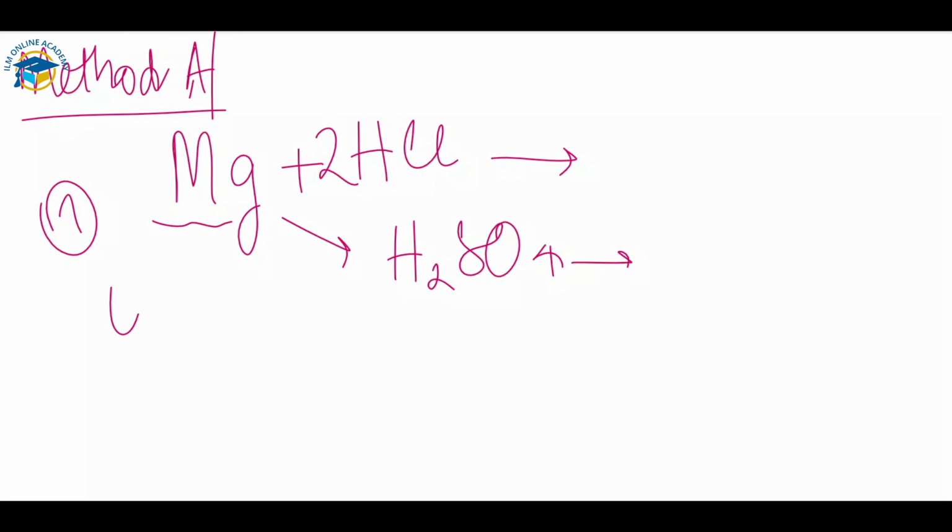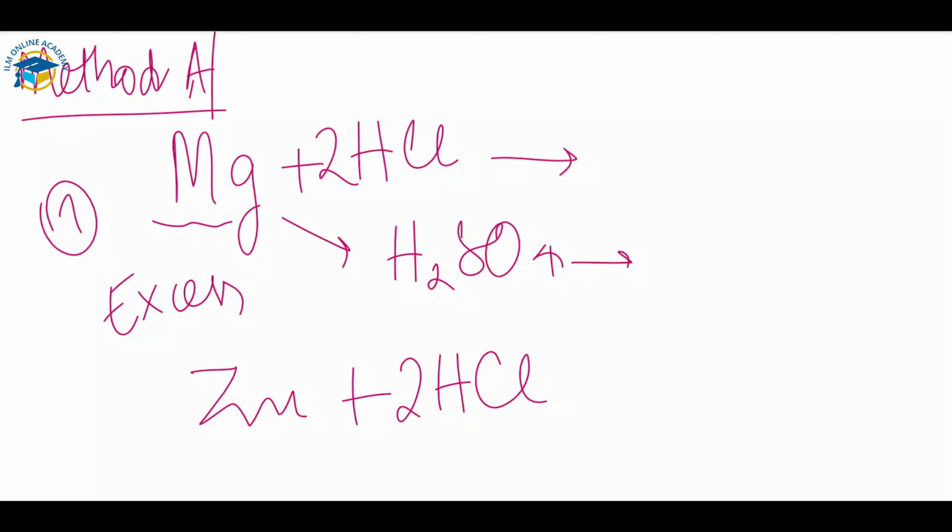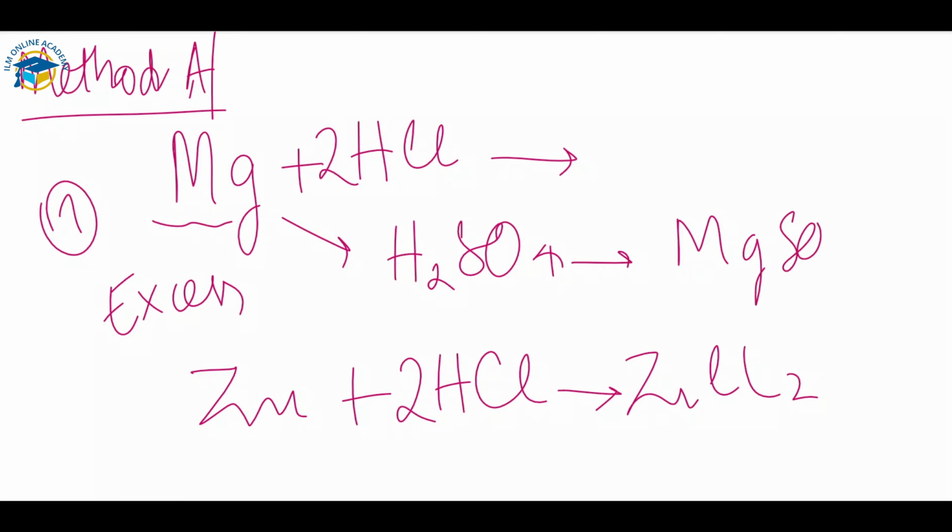The metal that we are using here should be in excess. Second, we have the zinc. Zinc also should be in excess, so you can use the hydrochloric acid for the zinc. 2 molecules of hydrochloric acid will be used, and then it will produce the zinc chloride. Zinc chloride is also produced by this method. So this is how you can produce the salts.